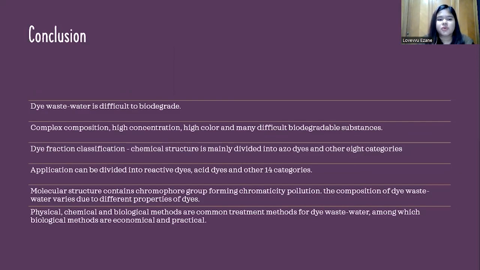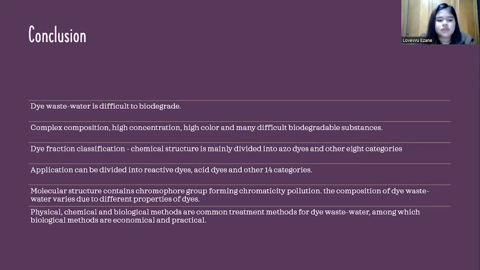So to conclude my presentation, with the rapid development of industry, the production of dye wastewater has increased year by year. Dye composition is complex, involving high concentration, high color, and it is difficult to biodegrade. And according to the chemical structure, dyes are mainly divided into 8 categories, such as azo dyes, and according to the application, dyes can be divided into 14 categories, such as reactive dyes, acid dyes, and so on.